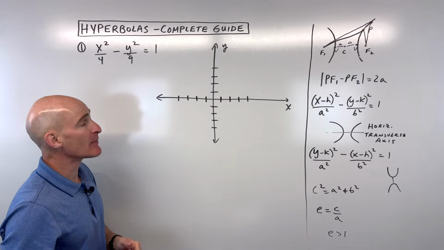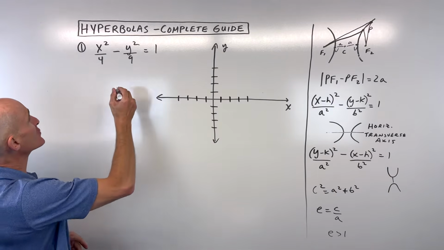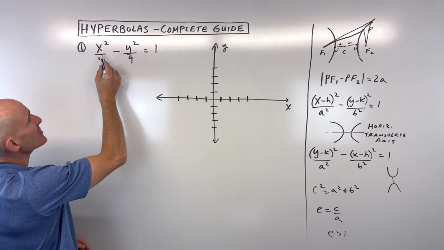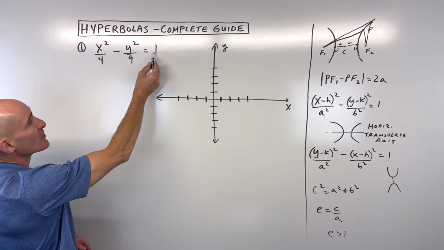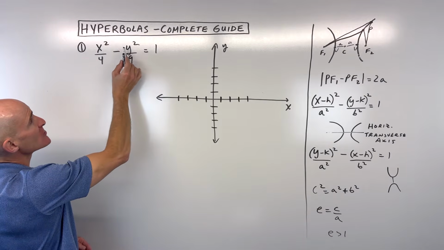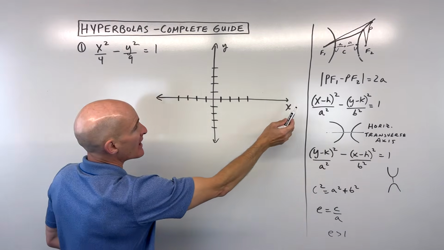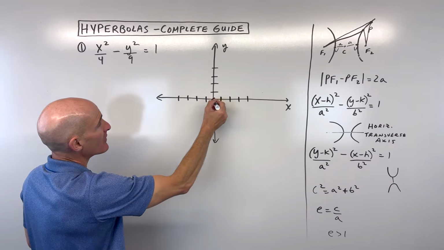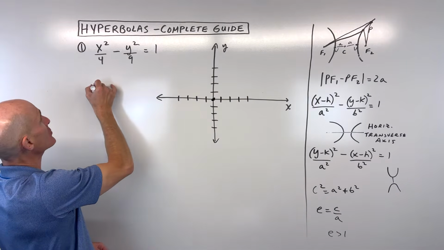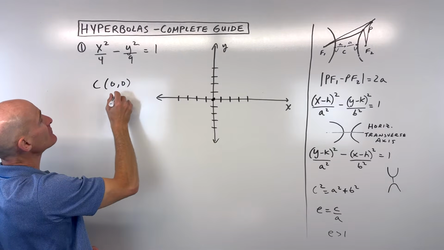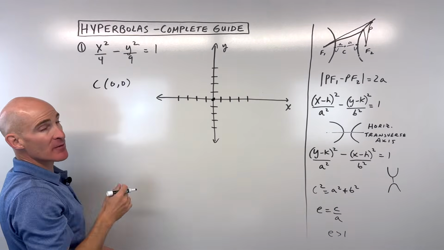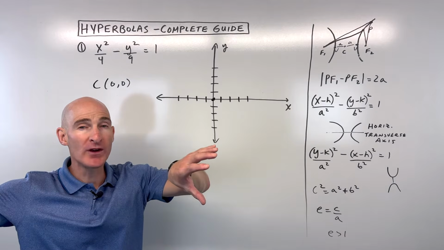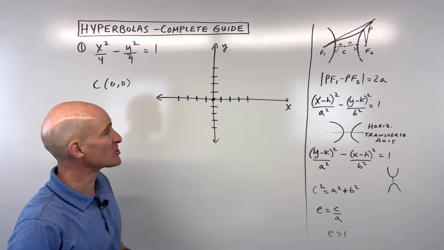Let's look at our first example, and I think you'll get a feel for how this works. We've got this equation, x squared over 4 minus y squared over 9 equals 1. Notice there's not an h or k value grouped with the x and the y. That tells us that the center of this hyperbola is going to be right at the origin, or (0, 0). So let's just label that. Notice the x squared term comes first. That tells us it's going to be opening horizontally in the x direction.